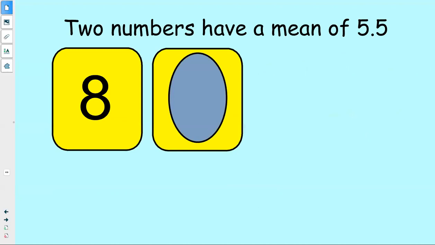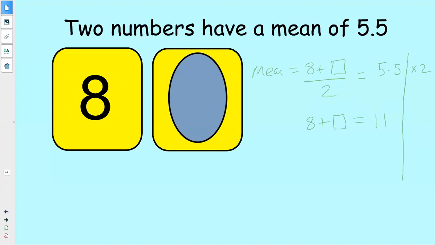Let's move on. Got a few more like this to do. Two numbers have a mean of 5.5. You've got the number 8, and again, an unknown you don't know. So we've got the mean equals 8 plus something divided by 2, because there's 2 members or 2 values in the data set, equals 5.5. When you undo that divide by 2 by times by 2, we've got 8 plus your unknown value equals, what's 5.5 times 2? It's 11. Unknown value plus 8 equals 11.